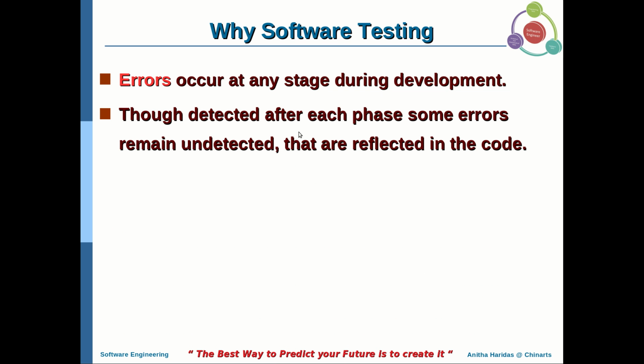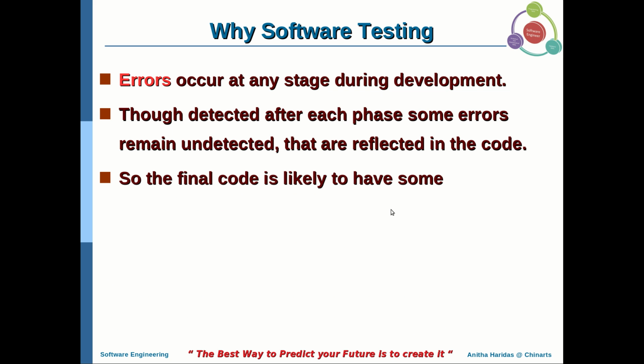So though detected after each phase, some errors remain undetected that are reflected in the code. This is what I mentioned here. Though you have identified the errors in the requirements review as well as in the design review, it may not be enough for delivering the product as such.